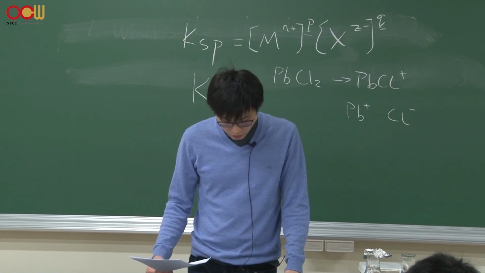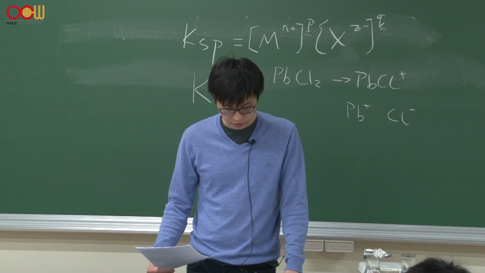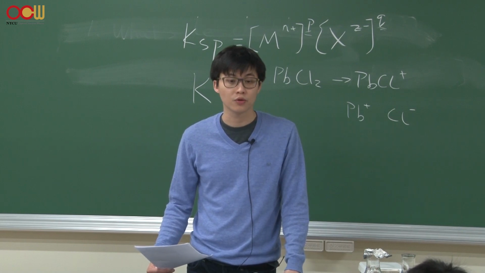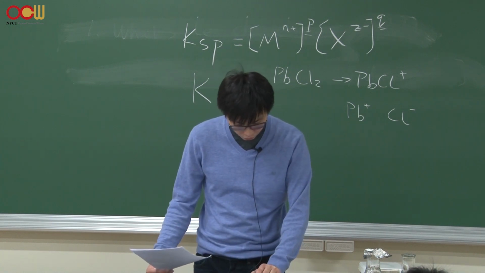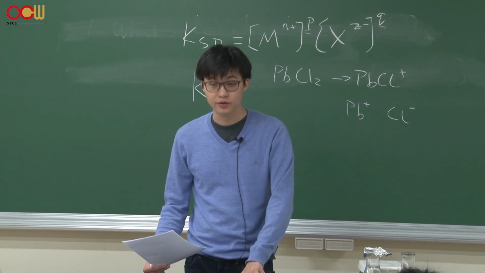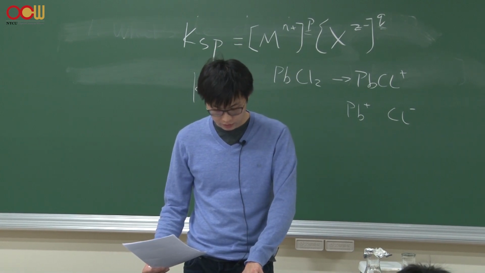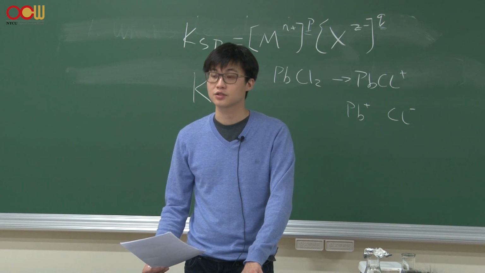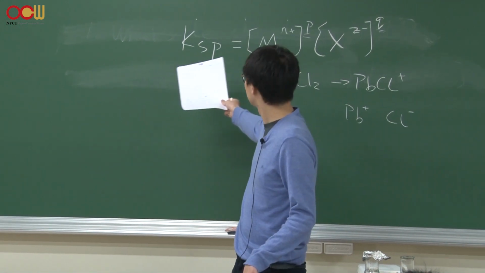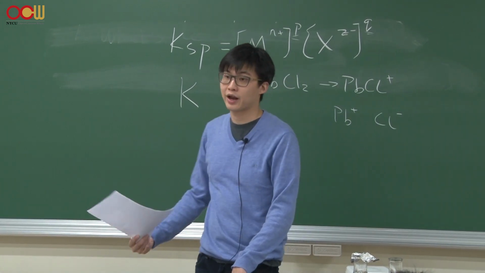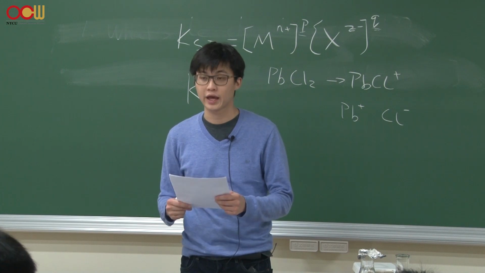But there are some classic examples such as silver chloride. I want you to notice the order of magnitude. If you look at chloride, silver chloride is 10 to the negative 10. The smaller the KSP is, the less soluble it is, because we're looking at it going from solid to ionized form.